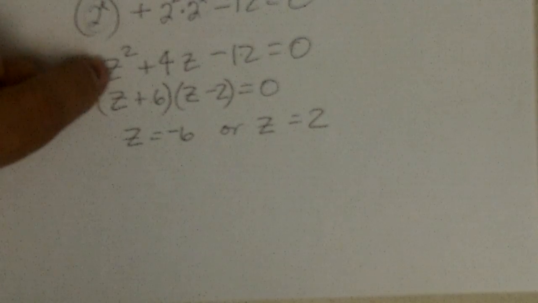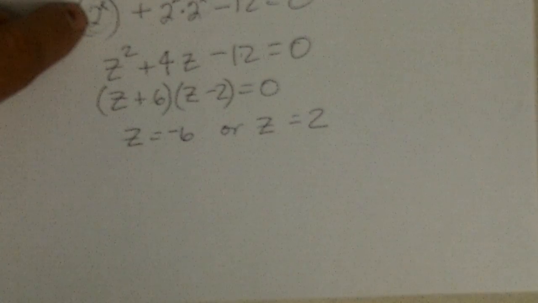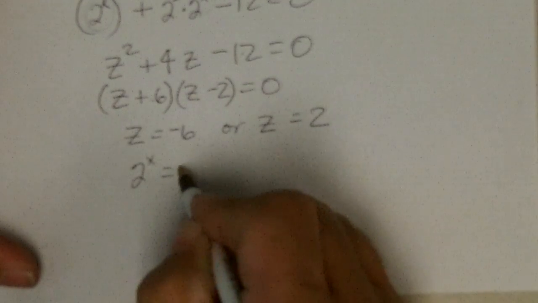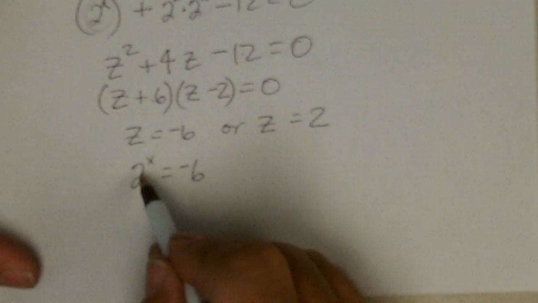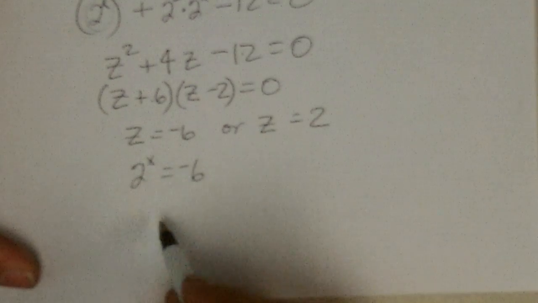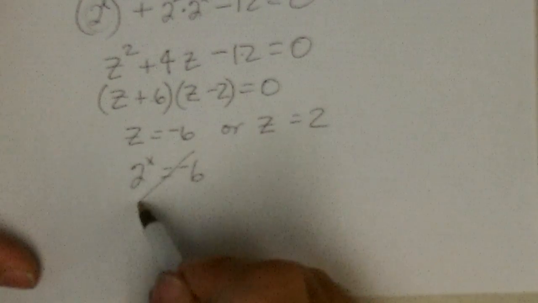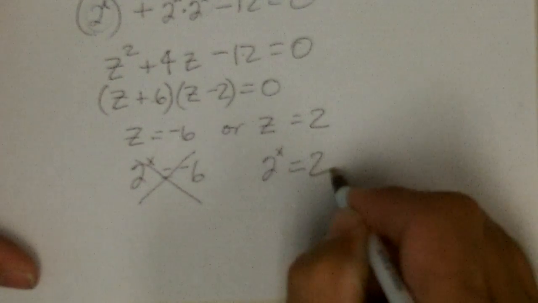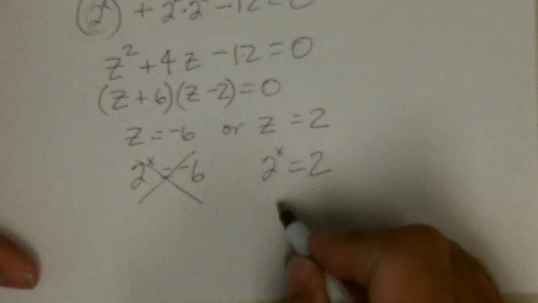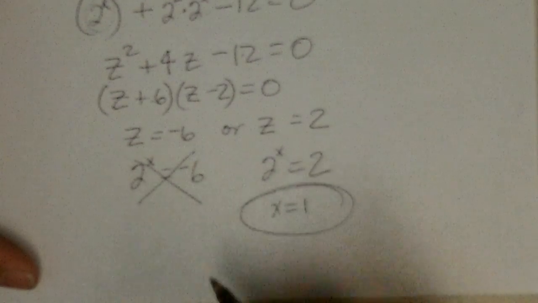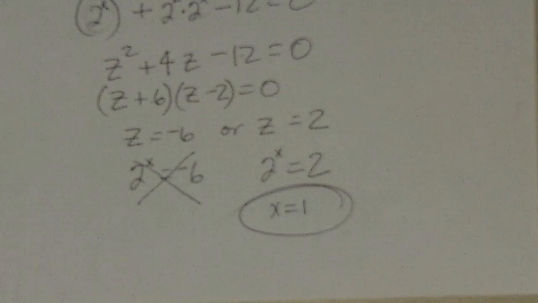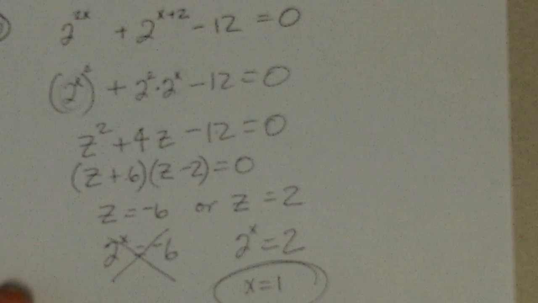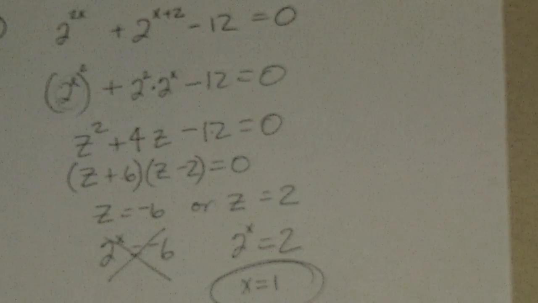Now z, I was just using that as a placeholder for 2 to the x. So what I really have is 2 to some power equaling a negative 6. Well, there isn't any power I can take 2 to get negative 6, so there are no answers out of this. But 2 to the x equaling 2, x would have to equal 1. And that's the solution to this problem. Okay, that's it for 5, 6.